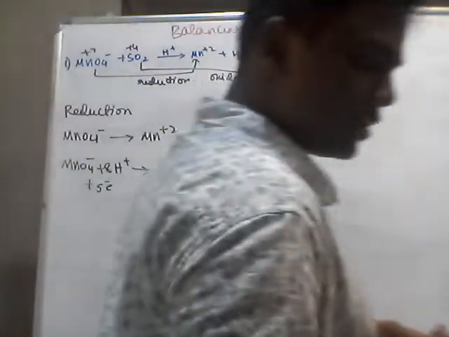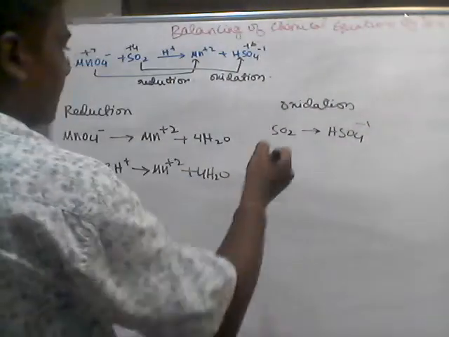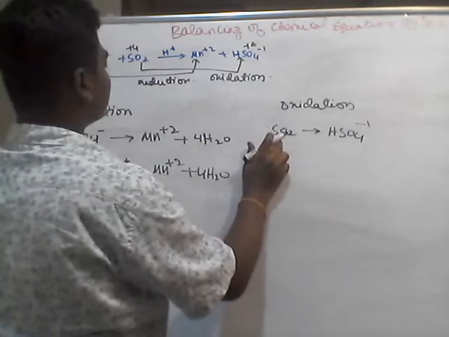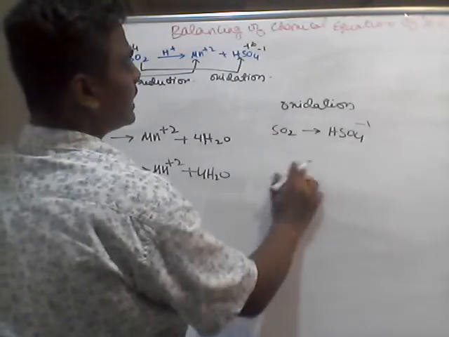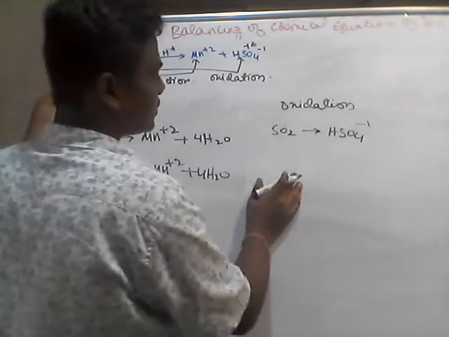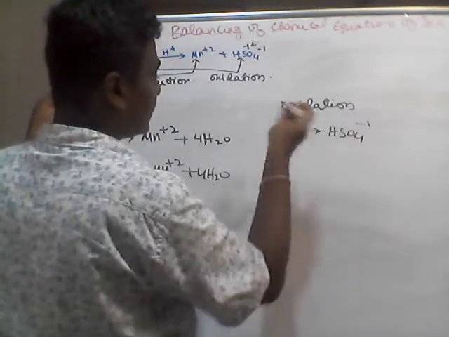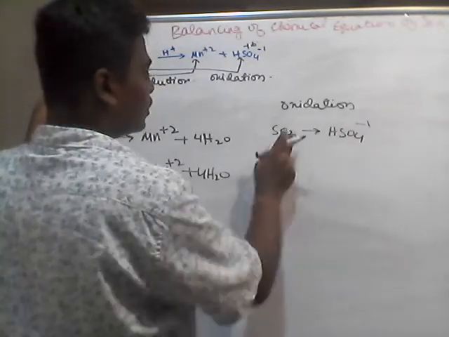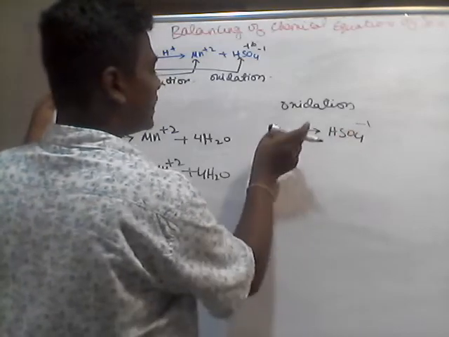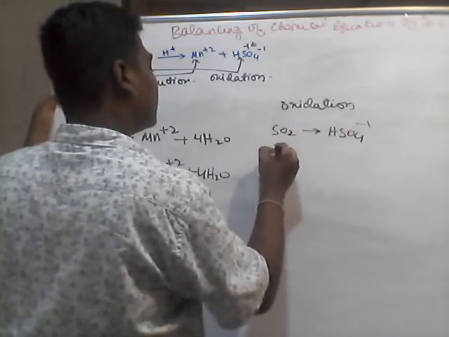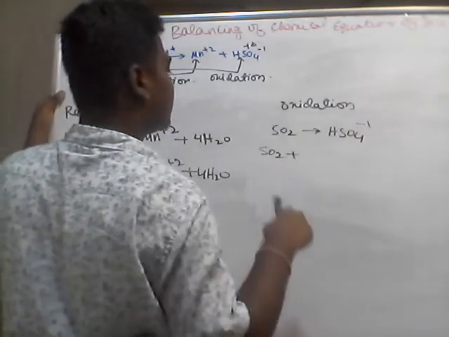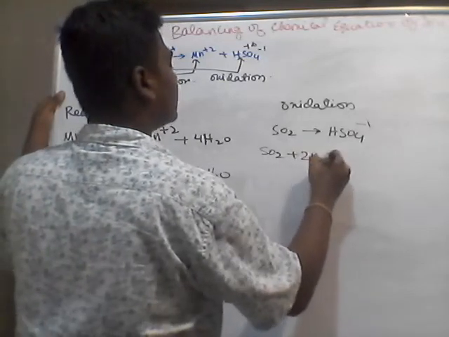Now here we have to balance the elements other than hydrogen and oxygen. One S is balanced. Next, coming to oxygen, two oxygens on one side, four oxygens on the other. Here lacking, SO2 plus how many? Two, can I say?